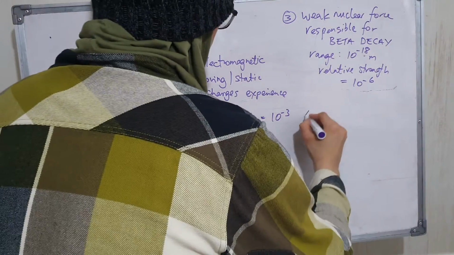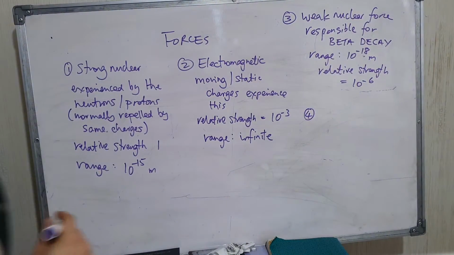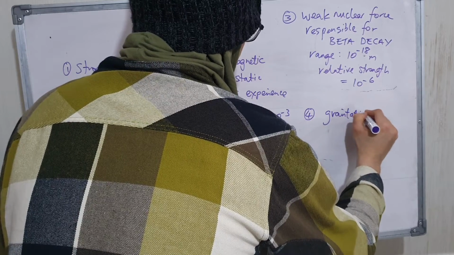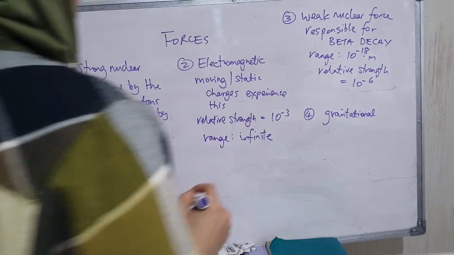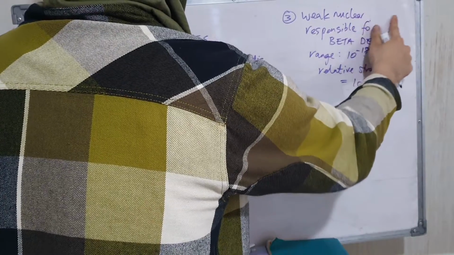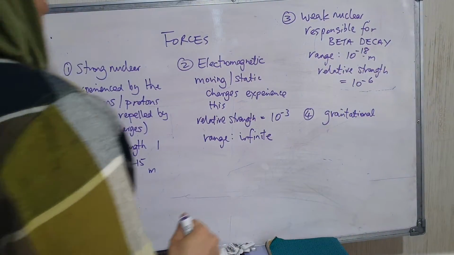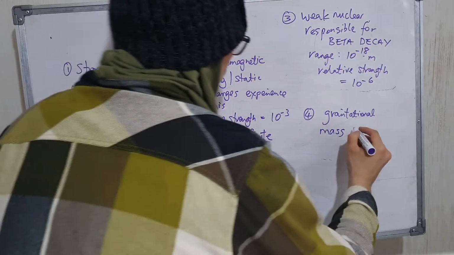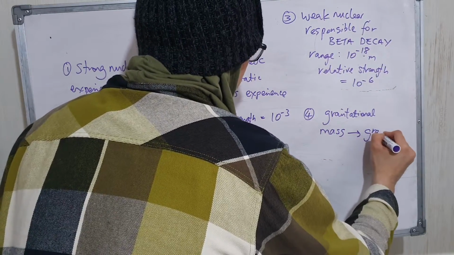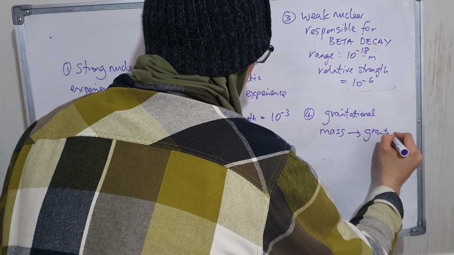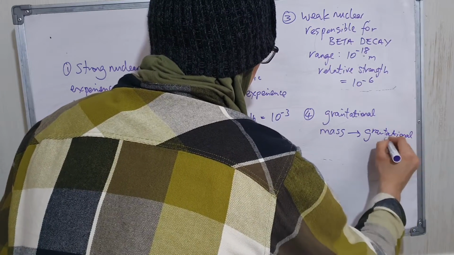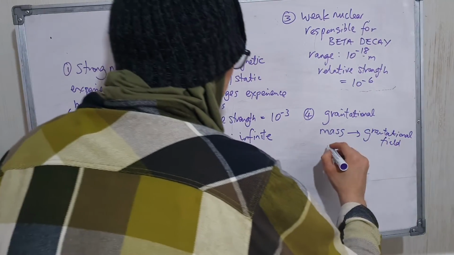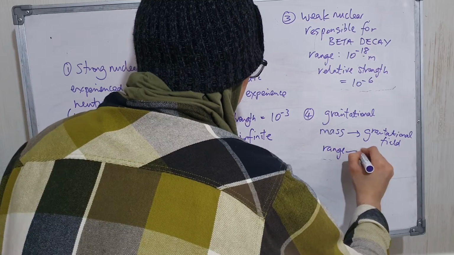And the fourth, which is the weakest, is gravity. So the gravitational force is the weakest. Anything that has mass will create a gravitational field. What's the range? The range is infinite.